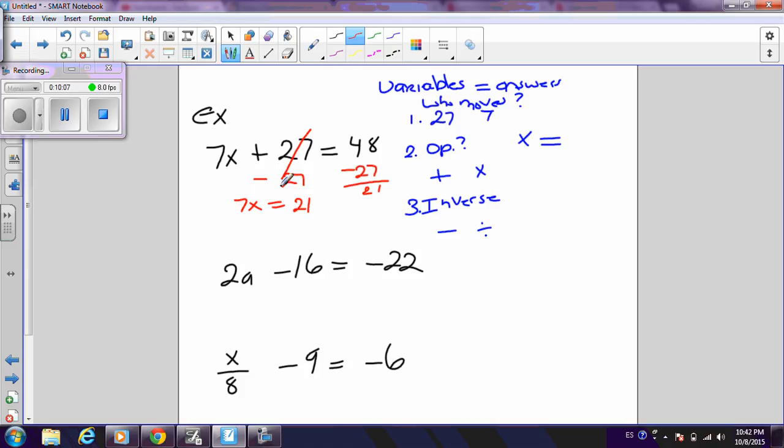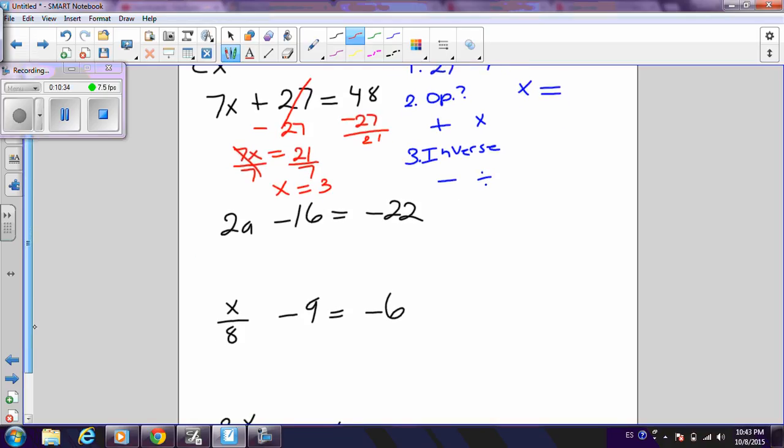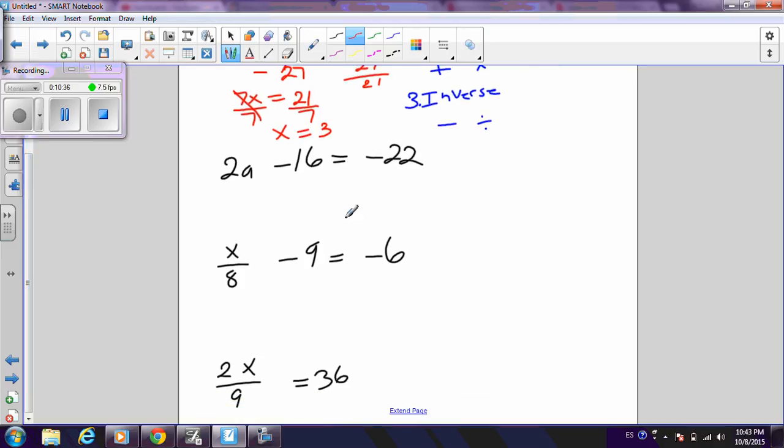Good. Alrighty. Now, we said that the operation of the 7 is multiplication, and the inverse of multiplication is division. So I'm going to divide by 7. That cancels. Divide by 7. So we have x equals, what's 21 divided by 7? Good, 3. So our answer is x equals 3. All right, of course, we would double check, make sure we didn't lose any of our negatives or positives. It's horrible to lose a sign.